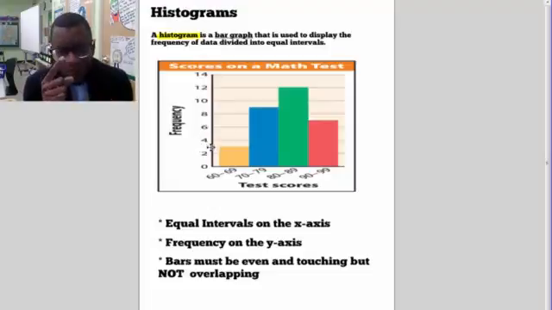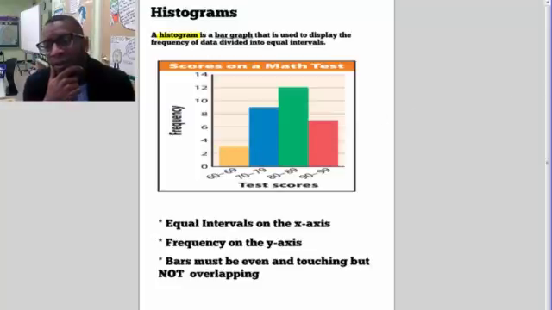Another thing that you want to be careful and make sure of when you're creating these histograms is that your bars are even. So your bars must be even in width, and they must touch but not overlap. There can't be any orange in the blue area or any blue in the green, etc., because that would mean that your data values are overlapping somehow and that your increments are not correct. So make sure that they're not overlapping, but that they are touching and that your bars are even.